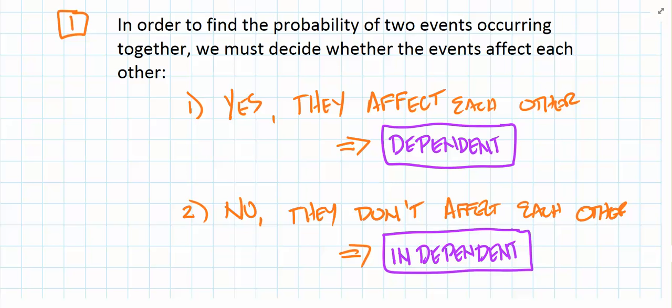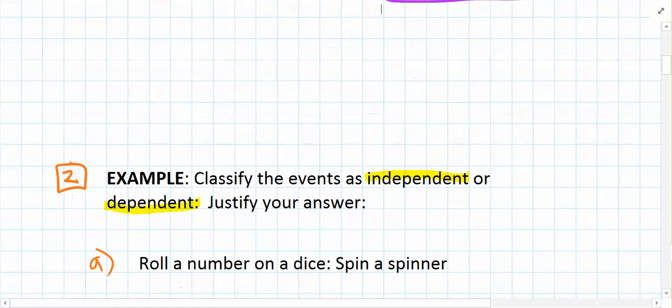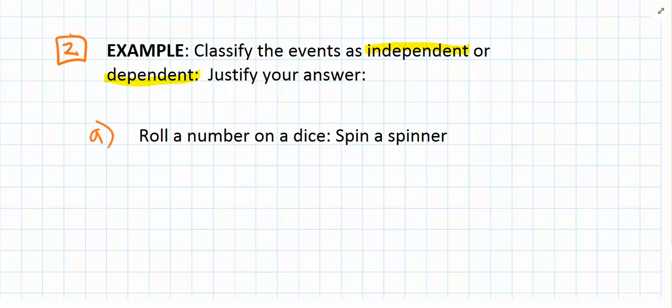So for box number 2, my second idea is, I just have a couple of examples, and I just want us to talk about them right now. As a class, let's just talk about whether or not we would think that these events would be independent or dependent. There are 3 examples here. For 2A, you're going to roll a number on a dice, and then you're going to spin a spinner. So there are 2 different events. The first event is rolling a number, the second event is spinning a spinner. What do you guys think? Would those 2 events be independent, or dependent?